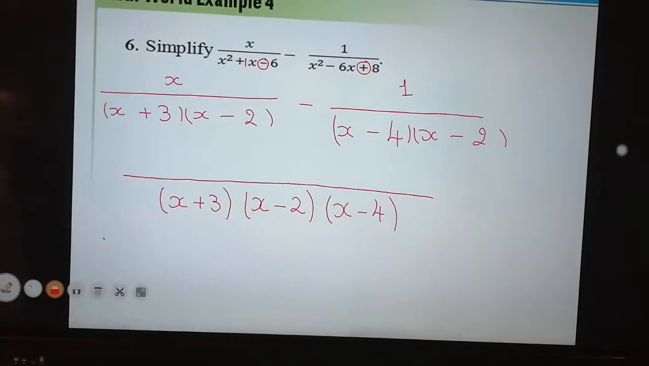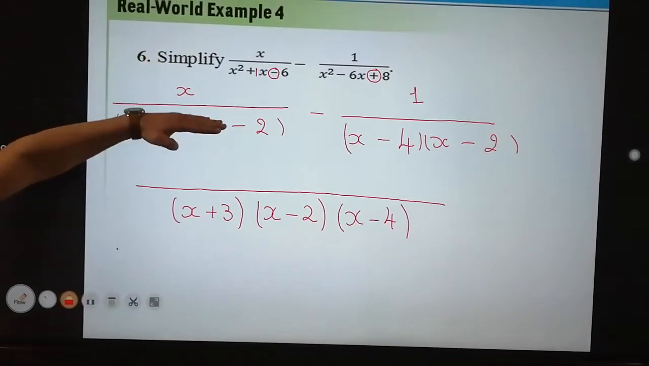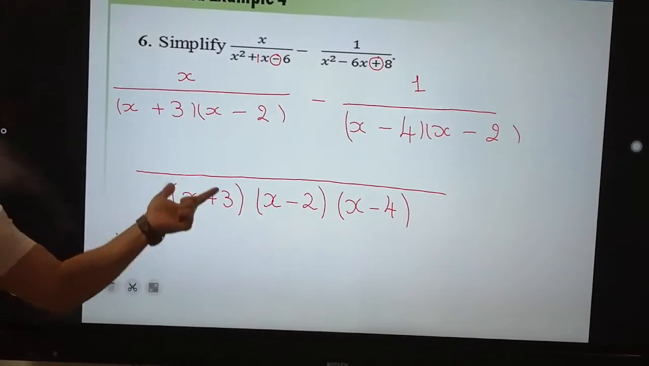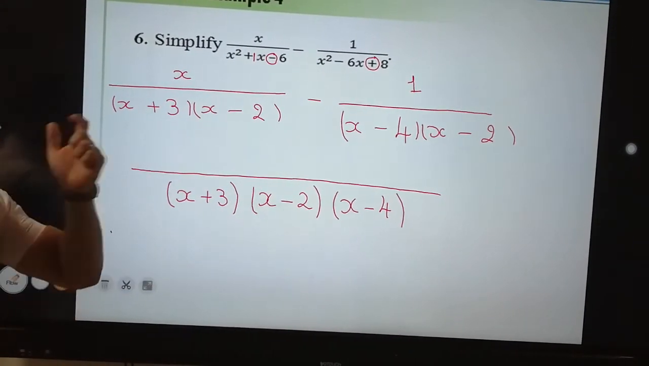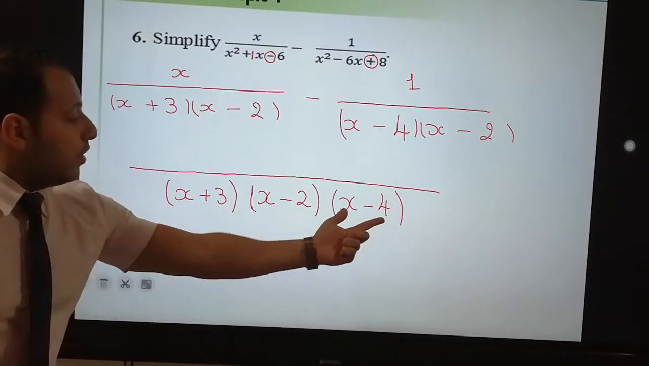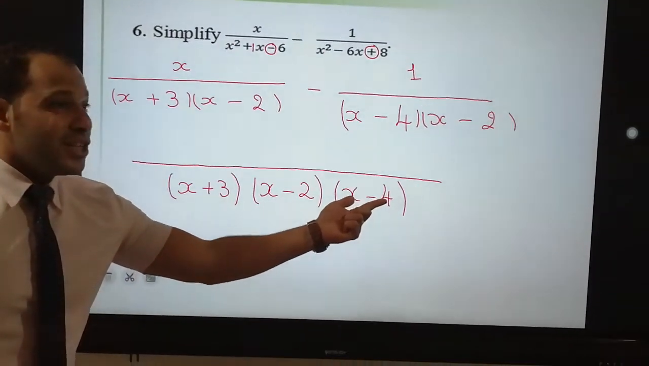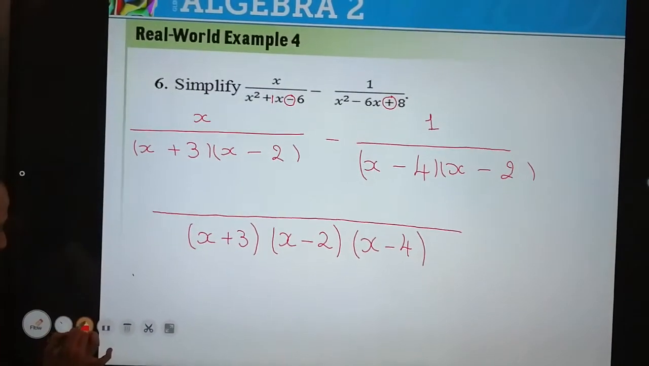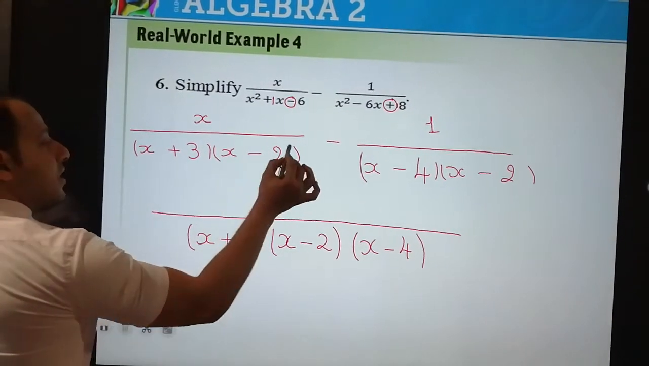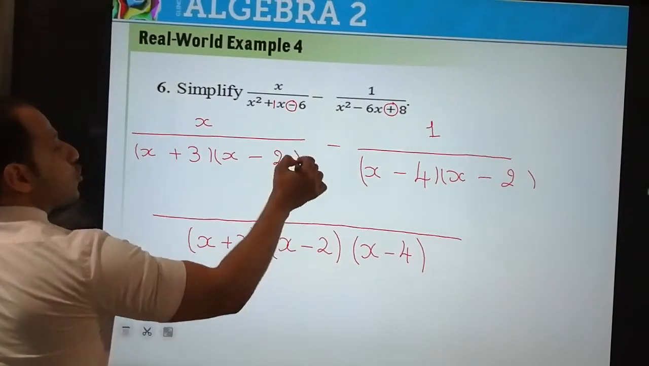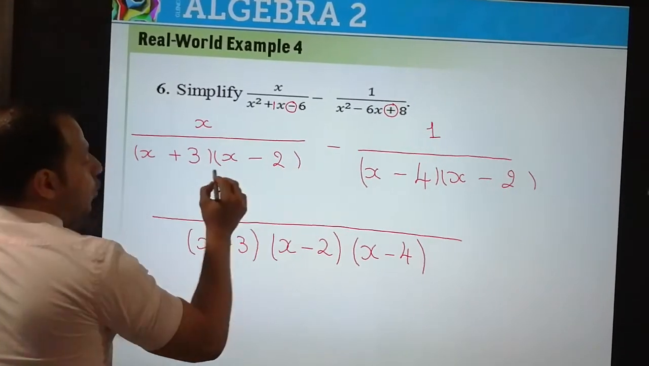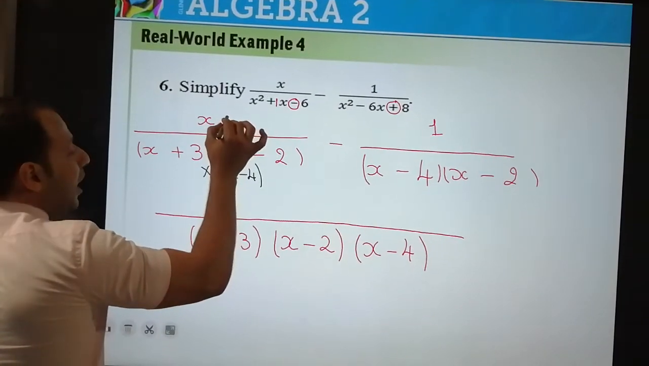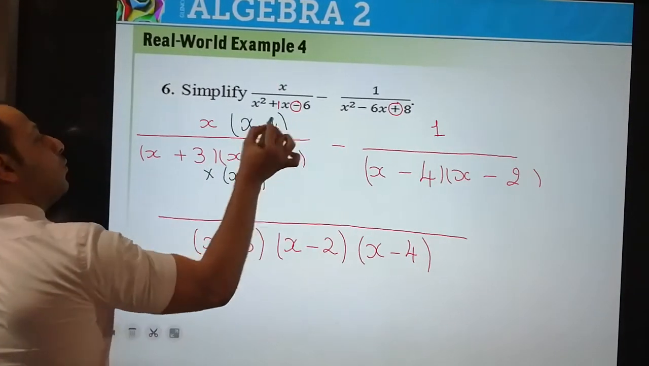After that, we need to change the numerator as we change down the denominator. Look at the first one. We have the 2 brackets, x plus 3, x minus 2. You multiply them by what? X minus 4. It means I need to multiply also up by x minus 4. So pay attention here. I multiply this by x minus 4, so up and down by x minus 4.